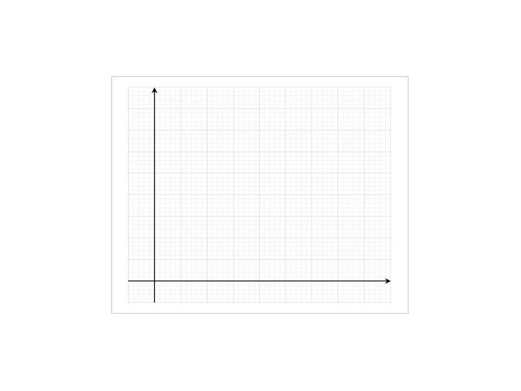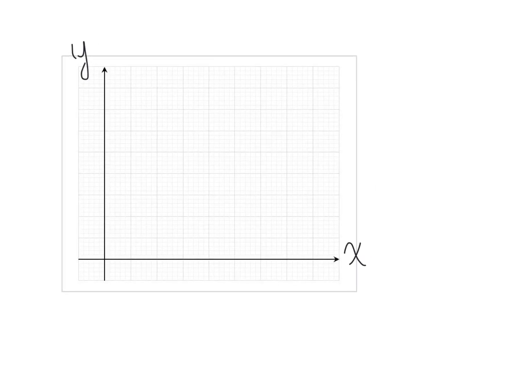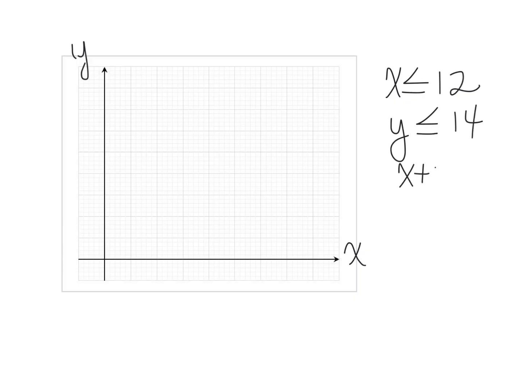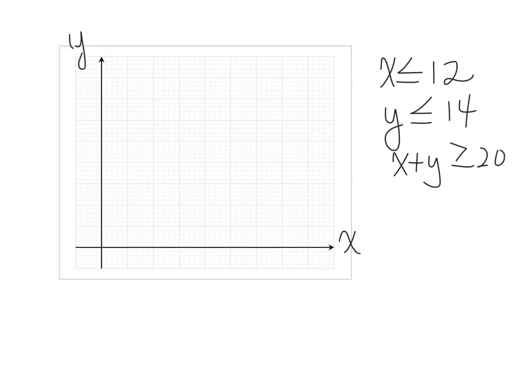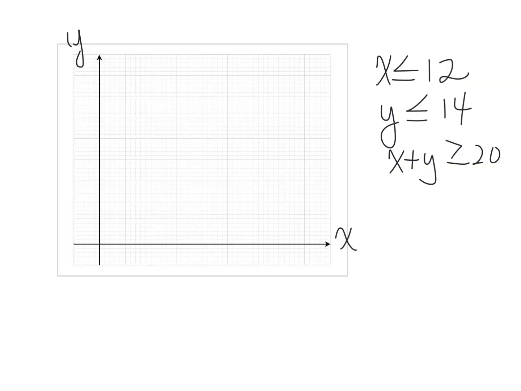So here we have a graph, x and y, and we are graphing, I'll just move it aside here. We're graphing those three inequalities. We're already working in the positive space, so bound by these two axes. But we have x is less than or equal to 12, and we have y is less than or equal to 14, and we have x plus y is greater than or equal to 20. Okay? So let's see how we're going to plot this.